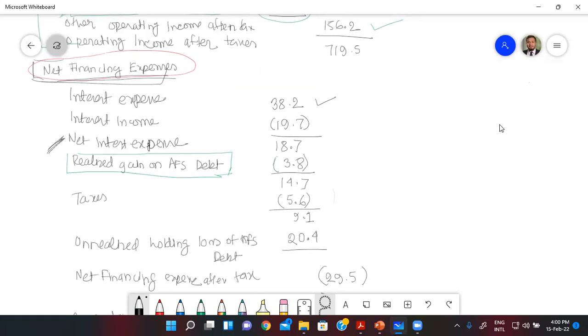After subtracting the interest income from the interest expense, we get this same amount, which is net interest expense. Now you see, our financing expenses story is not finished here. We have something which is coming from available for sale financial securities, investment in available for sale, which is a debt security.